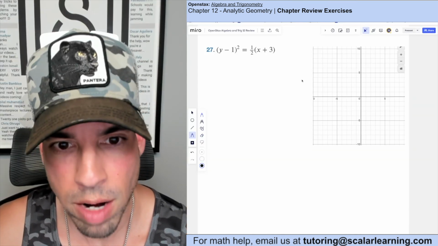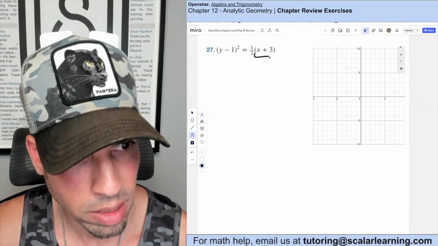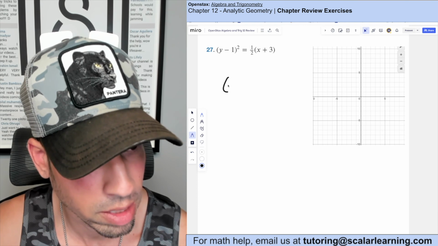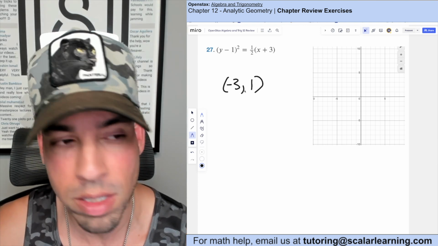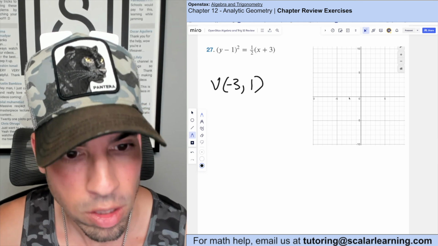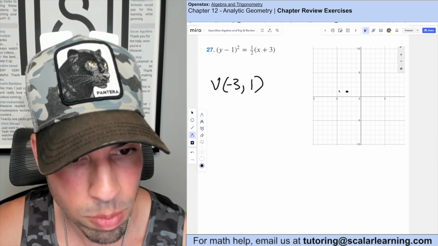So for this one, we're going to graph the parabola. First, we're going to figure out what the vertex is, and I see it right here. It's the opposite of that, which is negative 3, the opposite of that, which is 1, and it's already in standard form, so that's pretty nice. And so we got negative 3, comma 1, so there's my vertex.